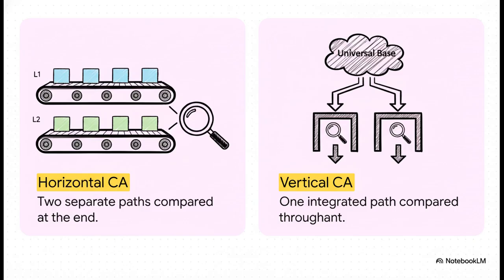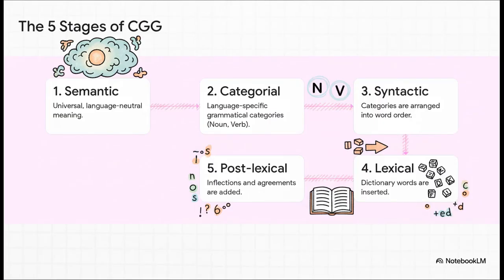But contrastive generative grammar, or CGG, suggested a more integrated vertical approach. With this method, you generate the sentences for both languages at the same time, from that common base, comparing them at every single step of the process. This vertical process is pretty neat. It happens in five stages, almost like a sentence assembly line. It starts with a universal meaning. Then it makes language-specific choices about grammar categories and word order. After that, it plugs in the dictionary words. And finally, it applies all the little tweaks, like verb endings and plurals, to create the finished sentence.